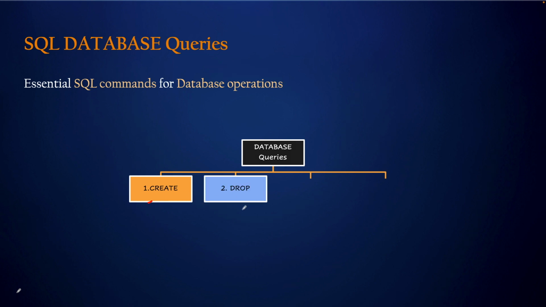The second command we are going to study is drop. In drop, we are going to see how to delete an existing database or tables. Then in the third command, we are going to see how to display the list of existing databases or the tables within the database.